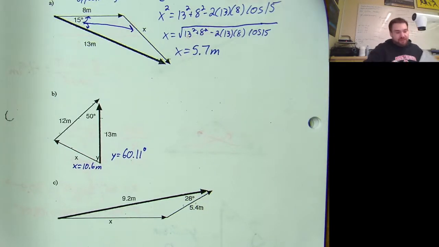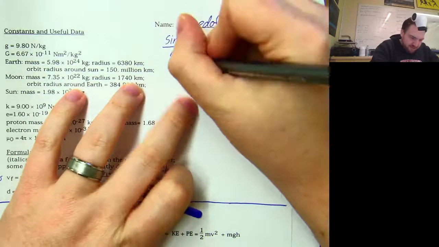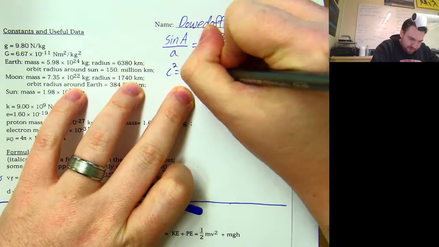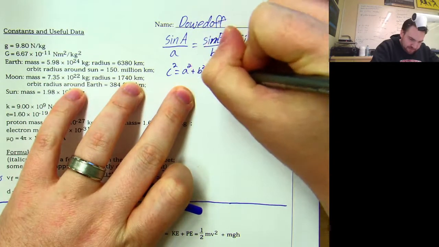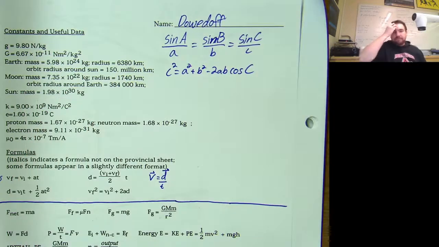We're going to add the law of cosines as well to your formula sheet. Let's toss it up here right beneath the law of sines. So we're going to have little c squared equals a squared plus b squared minus 2 little a little b cos big C. That'll be a useful tool for us as well.